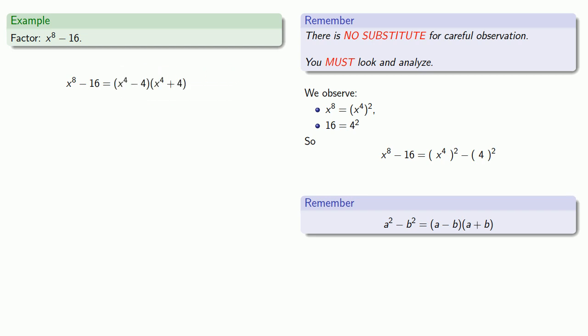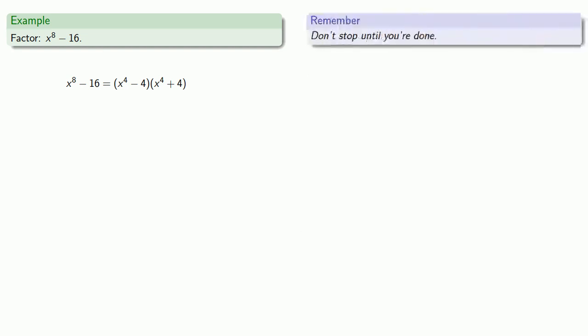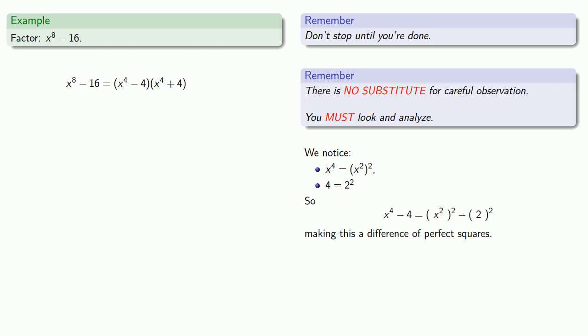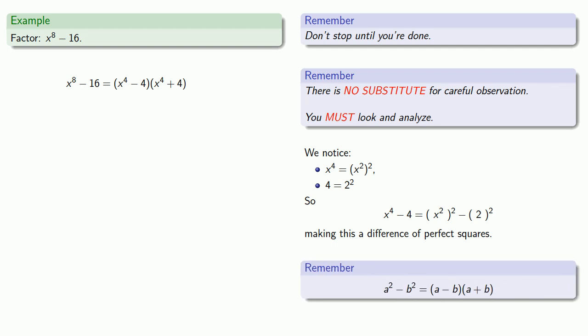Or do we? So the important thing to remember here is don't stop until you're done. Again, there's no substitute for careful observation. And if we take a look at these two factors, we notice that x to the 4th is x squared squared, and 4 is 2 squared. So that means x to the 4th minus 4 is x squared squared minus 2 squared, making this a difference of perfect squares, and we know how to factor that. So we can factor x to the 4th minus 4. And a large part of success in algebra and in life is your ability to do bookkeeping. We haven't done anything to the x to the 4th plus 4. It's still there, so we should write it down.